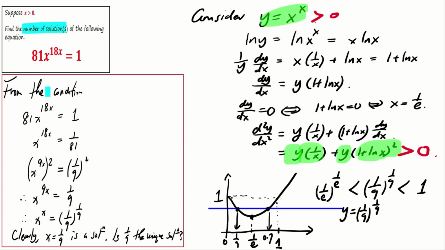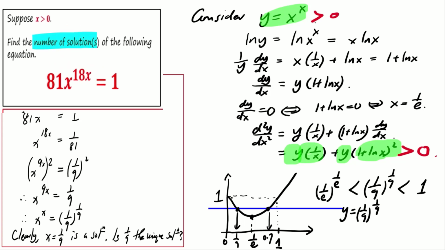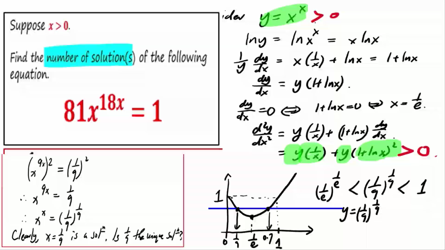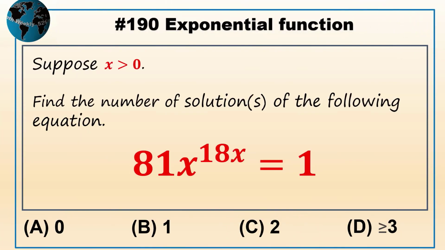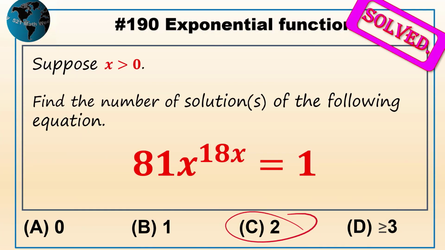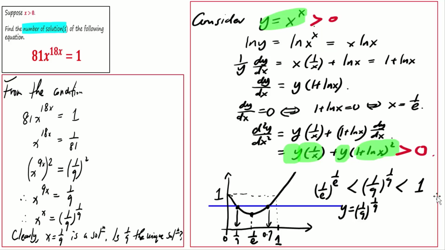So this means that there will be two different solutions to the equation 81 times x to the power of 18x equals 1. And hence, the answer for this question is C, 2. And now, let's look at other people's solutions.